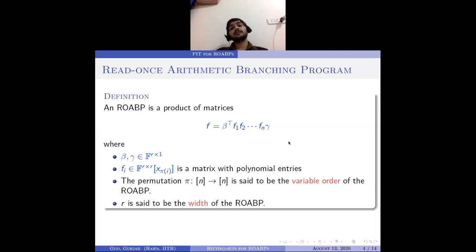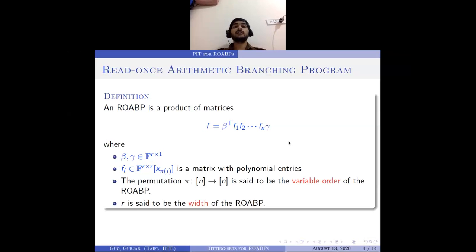On the other hand, F1, F2, ..., Fn are R cross R matrices and they involve variables. Each Fi involves polynomials in a single variable x_{pi(i)}, where pi is just a permutation from the set 1 to n to the set 1 to n. This pi, which permutes the variables, is known as the variable order of the ROVP.